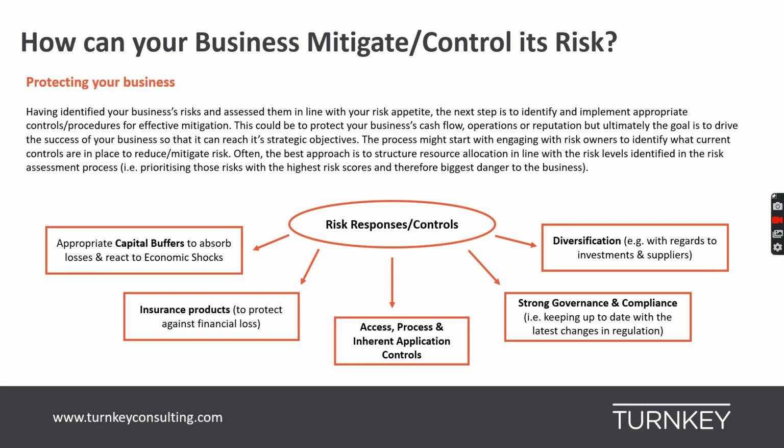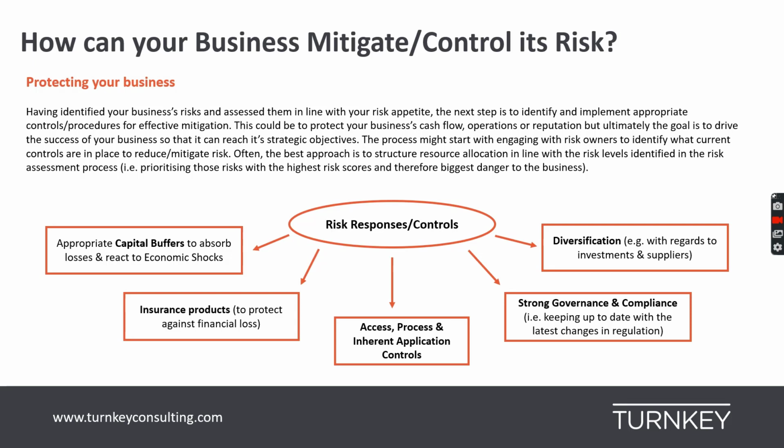And here you can see from the diagram a few ways this could be done. Take, for example, appropriate capital buffers to absorb losses and react to economic shocks. This might be a particularly important risk response for those businesses in the banking industry. They tend to be heavily regulated as a direct impact of the financial crisis in 2008. So therefore, holding the correct level of capital is an important risk response to cope with economic shocks and therefore ensure that the economy doesn't go into downturn.